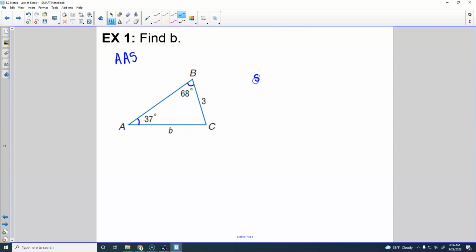So the way that this works is you just need to take an angle. So I've got sine of, I'm going to pick 37 to use first. It really doesn't matter though which one you pick first. Sine of 37 over the side across from it, which is 3, equals sine of 68 over the side across from it, which is b.